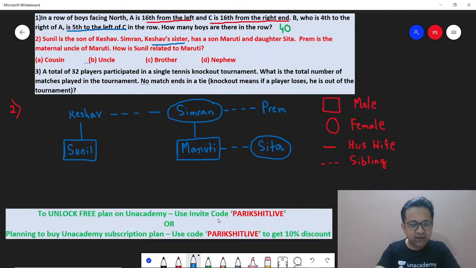Now what is the question finally asking you? How is Sunil related to Maruti? Fine. Sunil and Maruti, can you see, belong to the same generation. Same generation, but their parents are different. So that would mean you are cousins. So look at the generation. That's the easiest way, right? You belong to the same generation. You have different parents. That would mean you are cousins. Answer is option A. Got that?